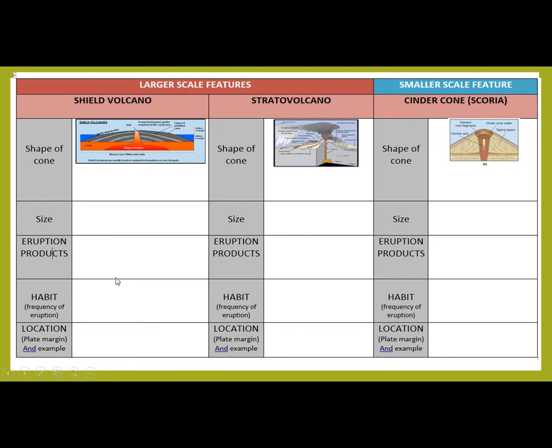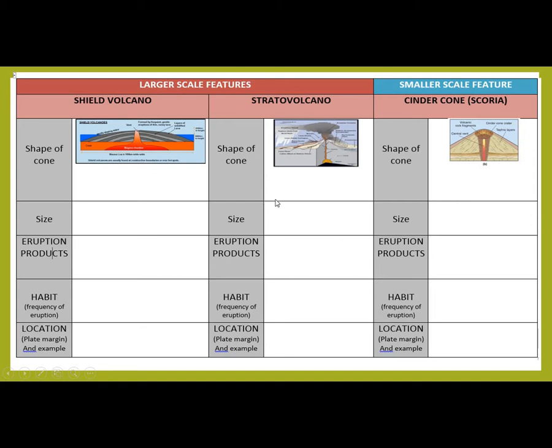If you're not able to print it, then I would suggest probably drawing out this table in your book on a sideways page and just leave these three top ones blank, and I can give you these pictures when you come back. What I'd like you to do is we're going to compare and contrast the three main types of volcano: shield, stratovolcano and cinder cone. Now shield and stratovolcanoes tend to be much bigger. They are large-scale features of a volcanic landscape, whereas cinder cone or scoria volcanoes tend to be much smaller. They are a small-scale feature of a volcanic landscape.